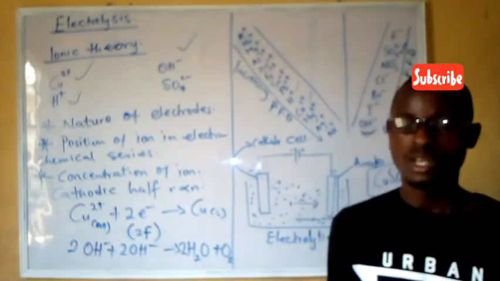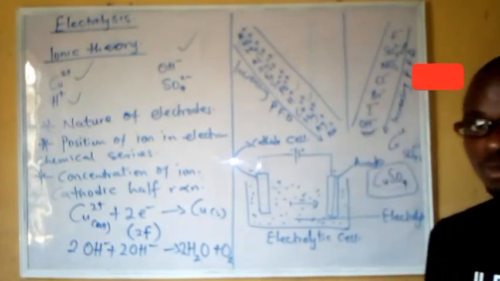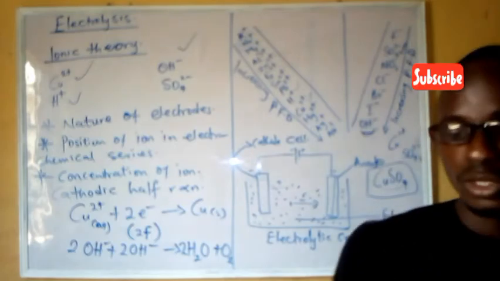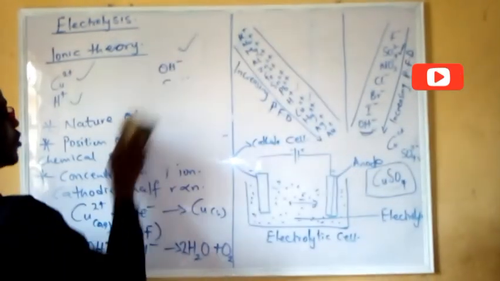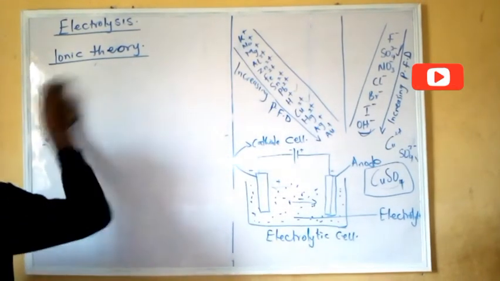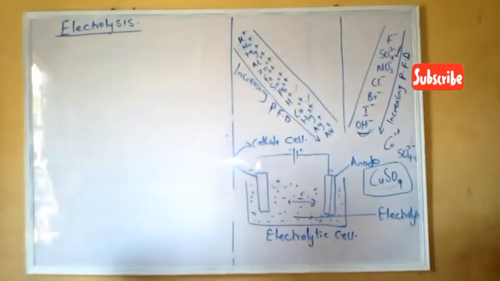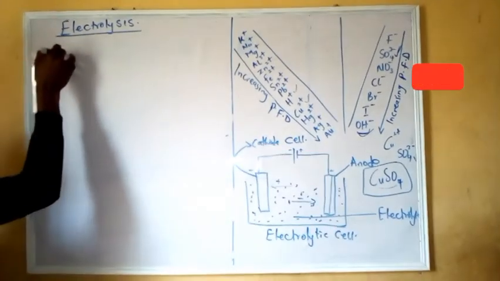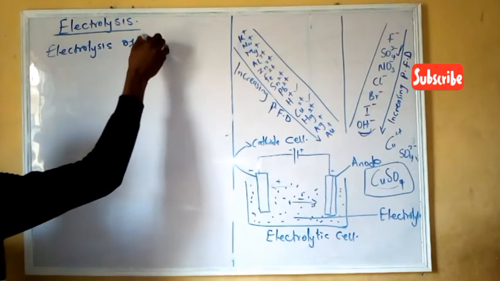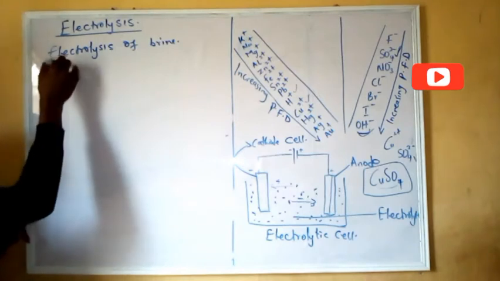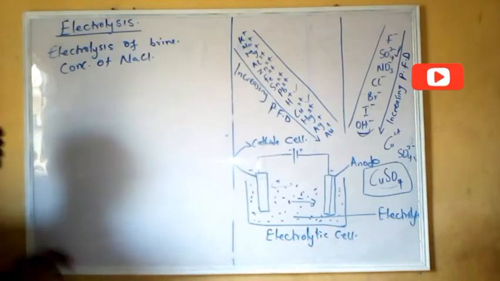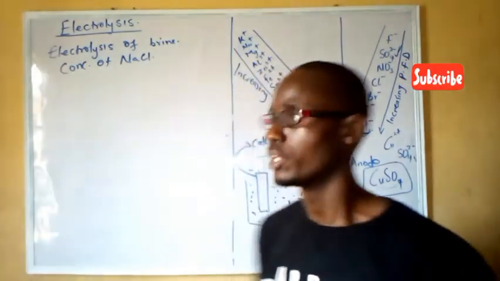In some electrolysis. So we are going to consider electrolysis of brine, which is a concentrated solution of sodium chloride, and see how it goes. So that is electrolysis of brine. Brine is a concentrated solution of NaCl. What happens during the electrolysis of brine?